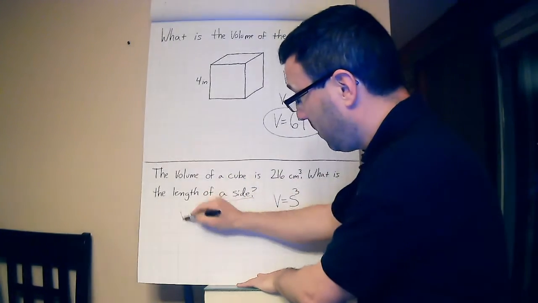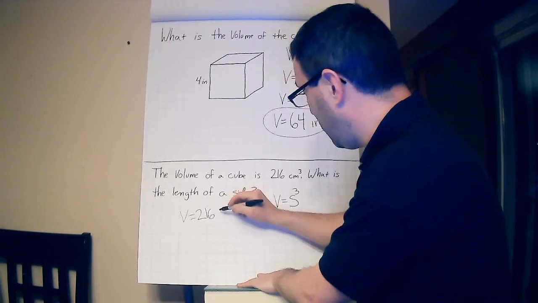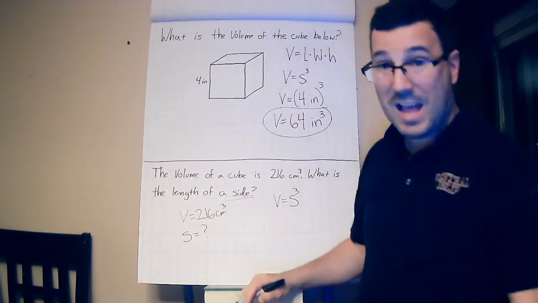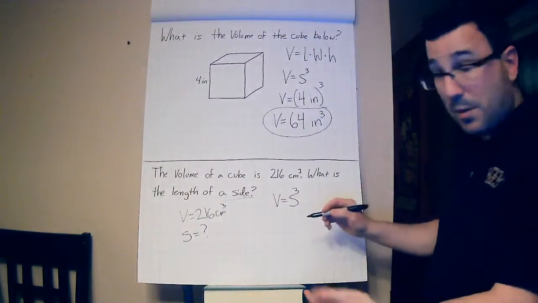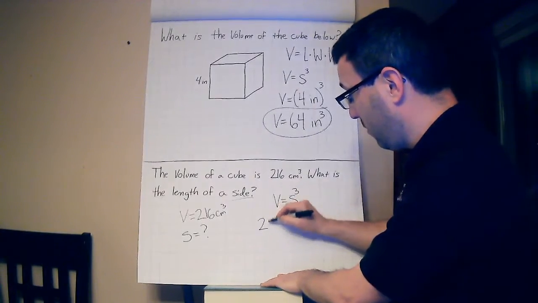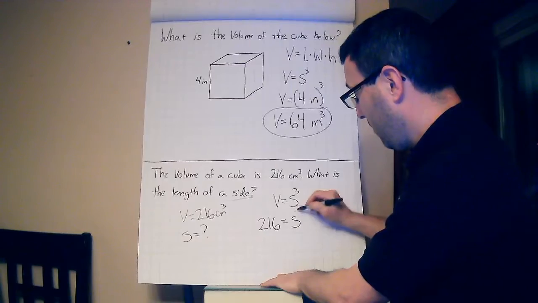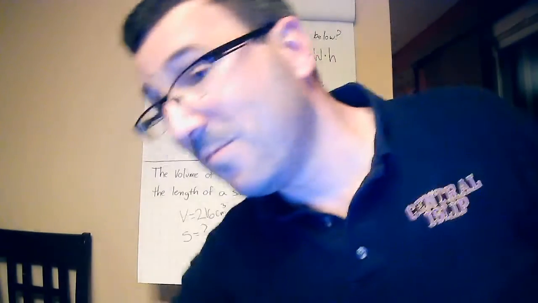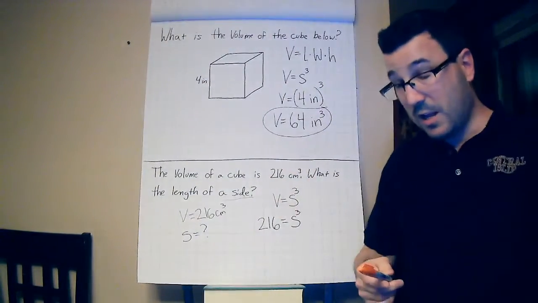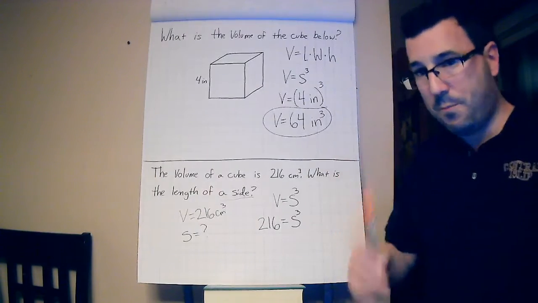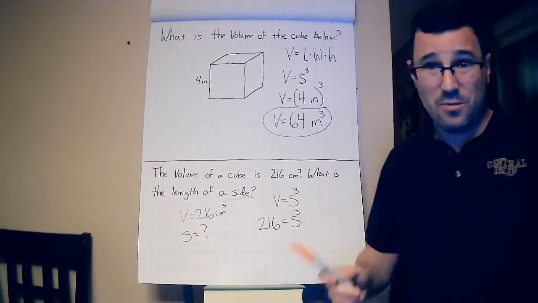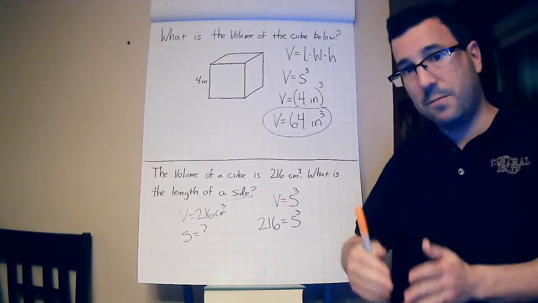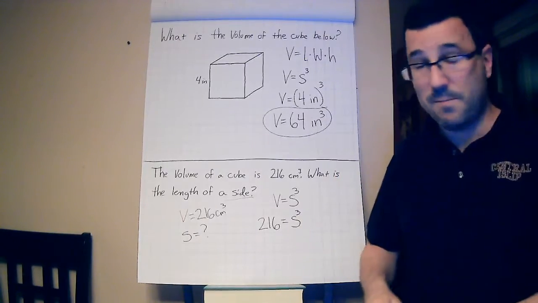So, volume equals 216 centimeters cubed. Side equals, I don't know. So we're going to plug it in. So, volume is now 216. We don't know what s cubed is. Here's the thing. We don't come across a lot of these on tests and stuff, but what you're going to do is the cube root. Basically, you're just going to ask yourself, what number times itself three times gives you 216?